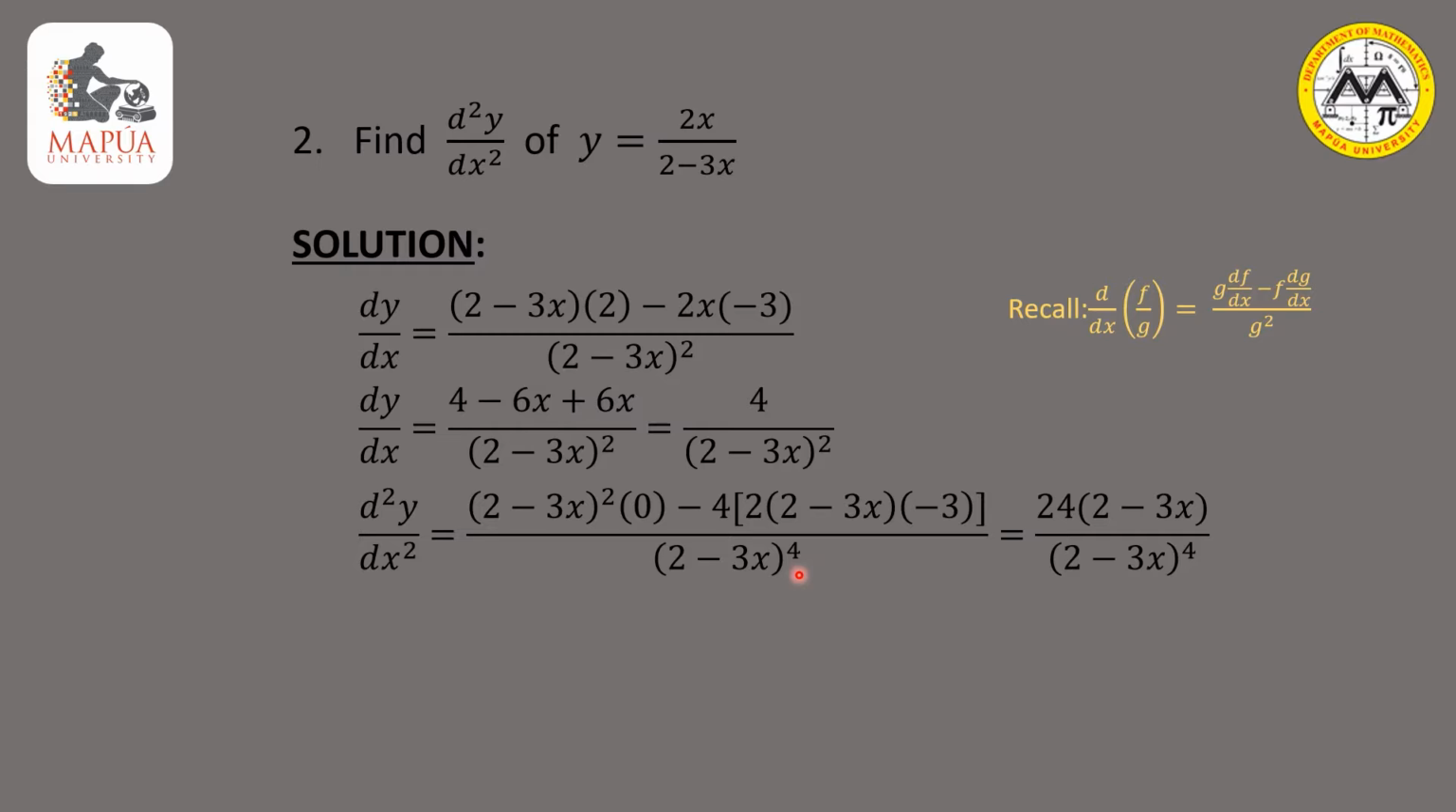Okay? So the second derivative of y with respect to x would just be equal to this ratio of the product of 24 with 2 minus 3x, to the fourth power of 2 minus 3x. Now, take note that 2 minus 3x is a common factor of the numerator and the denominator. Hence, the second derivative of y with respect to x would just be given by the ratio of 24 to the cube of 2 minus 3x.